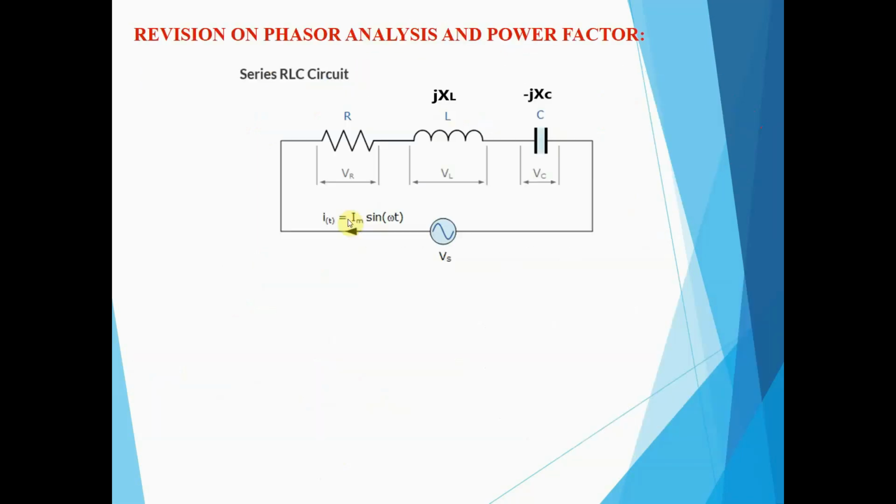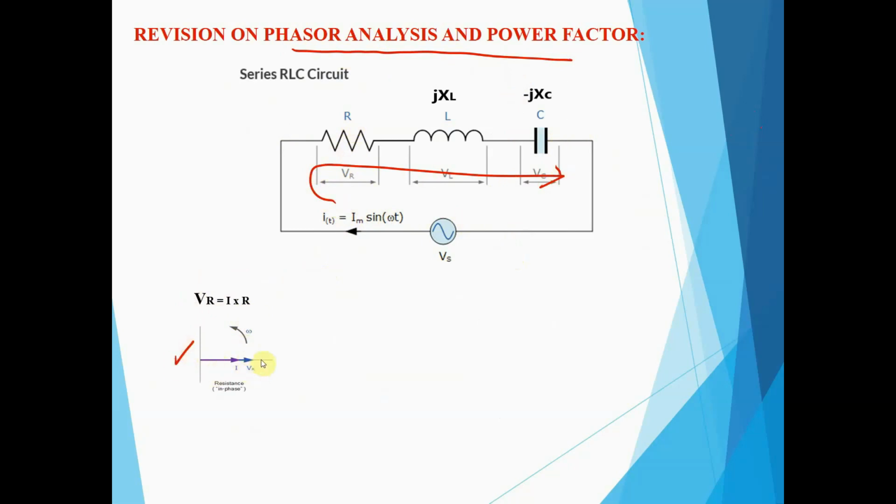Okay? Now, before we proceed with our discussion, let us have a revision. Maybe some of you have already forgotten the phasor analysis and the power factor of the RLC elements, right? So here, for a purely resistive load, as you can see here, they are connected in series. This is my example only. All the currents are the same. So the voltage across the resistor is V equals I times R, and in the phasor diagram the current and voltage are in phase with each other.